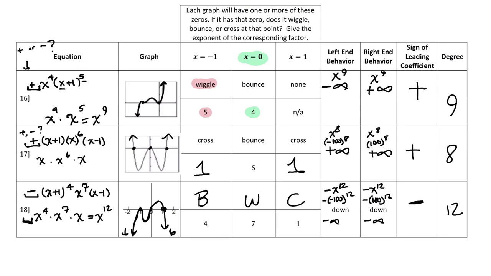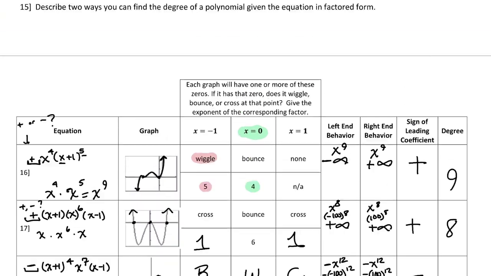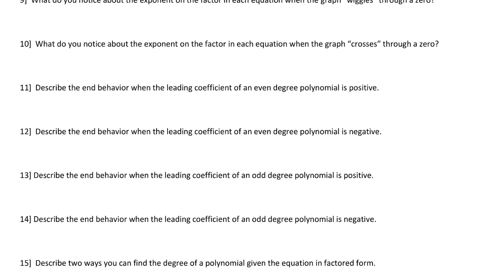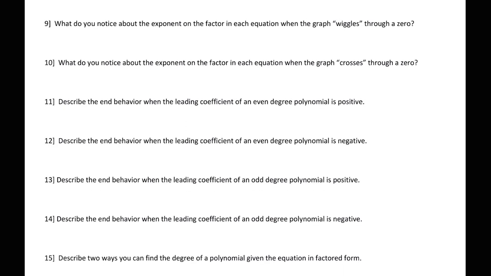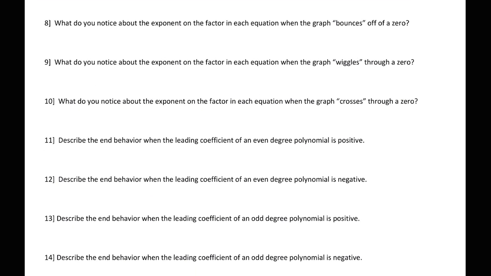Okay, so let's take a look at those, just summarizing patterns and things that we were observing here. And this may or may not help you. Sometimes shortcuts, people find those more or less helpful. Okay, what do you notice about the exponent on the factor in each equation when it bounces off of a 0? Even. Okay, we already pointed that out. When something bounces, it's because you have an even multiplicity.